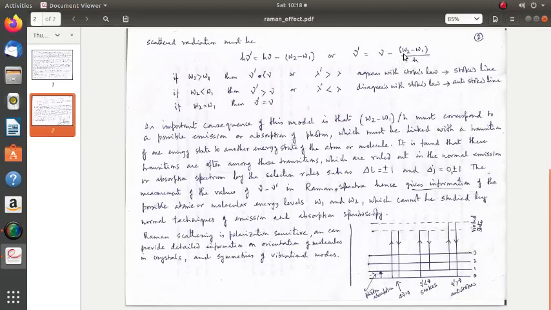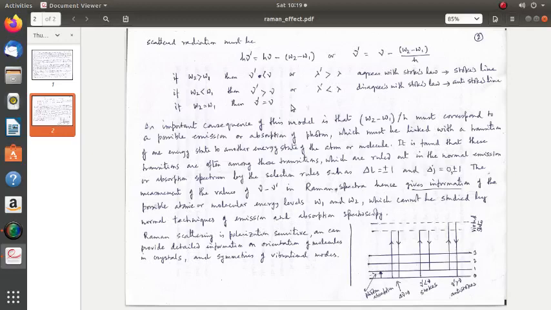And finally, if W2 minus W1 is 0, then it is the elastic scattering that we all know, that light is falling on a material and nothing happens. The wavelength remains the same, frequency remains the same, the light gets scattered. This is the Rayleigh scattering of the classical optics. So that is the central line. The central line is nu dash equal to nu.